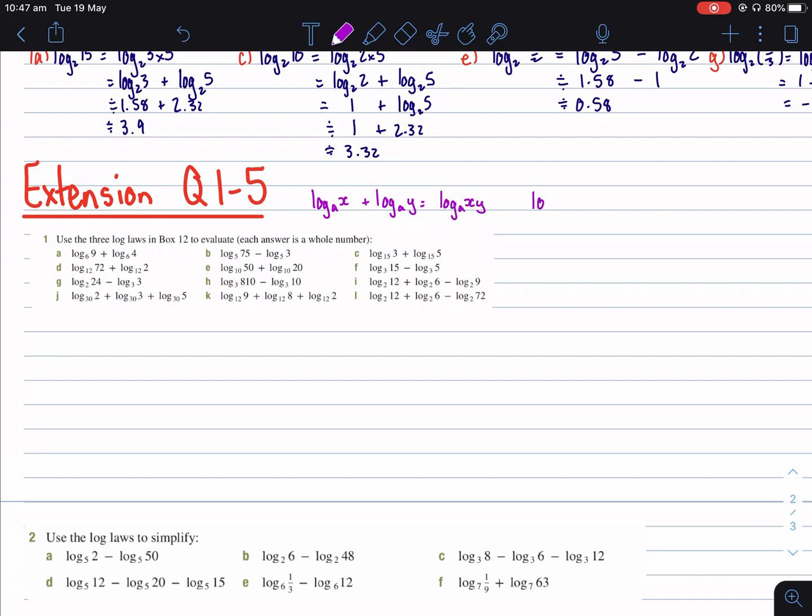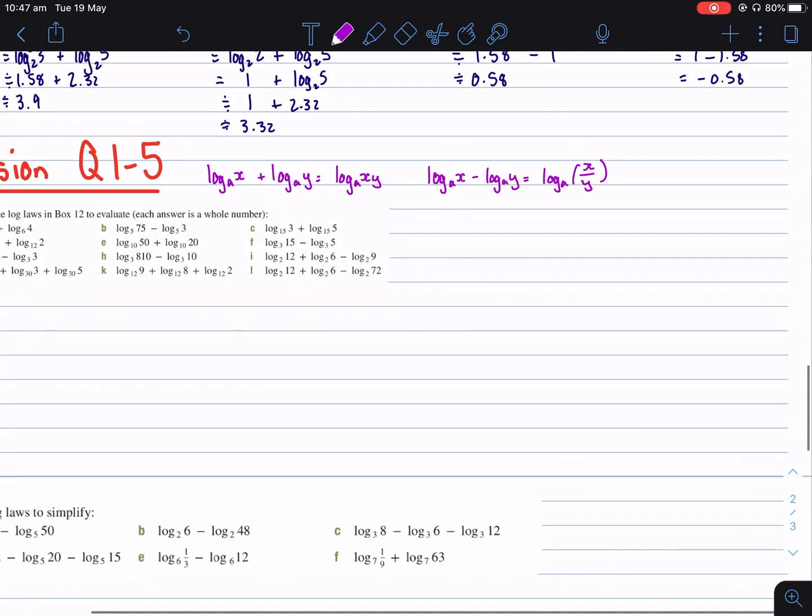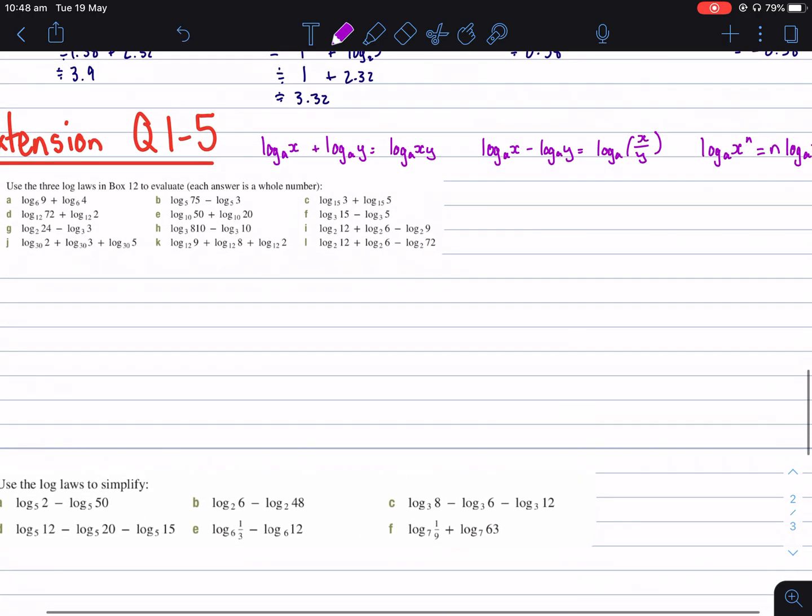If I have log base A of x minus log base A of y, then that's the same as log base A of x divided by y. And if I have log base A of x to the n, then that's the same as n times log base A of x. So we're going to use these to answer these questions.